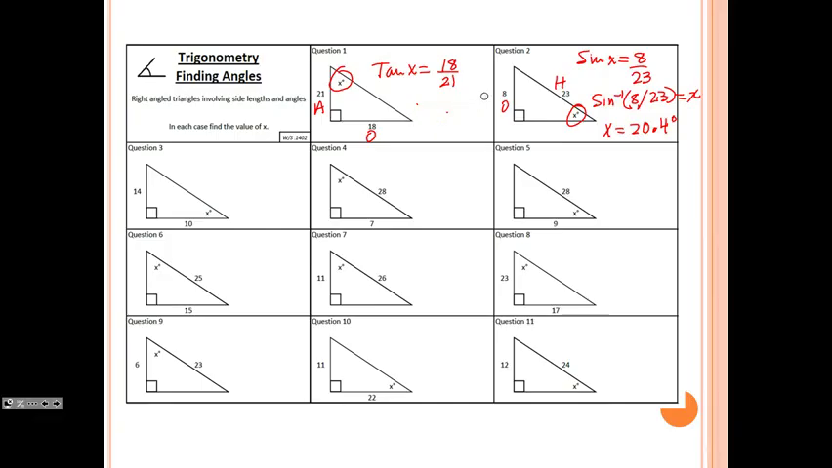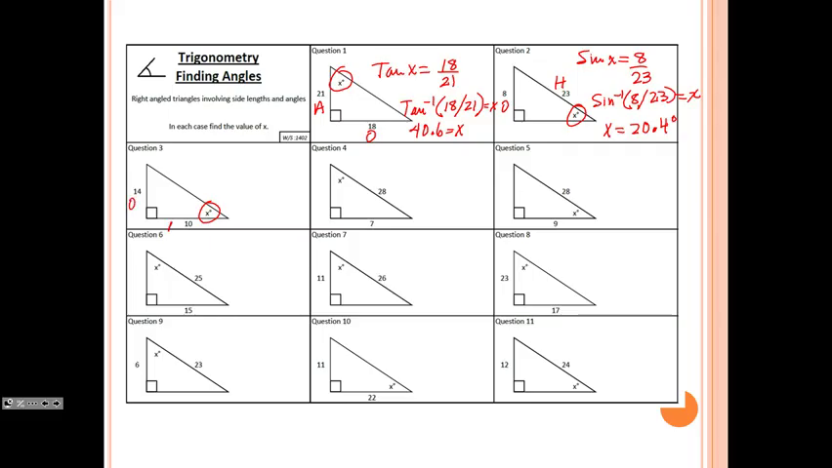I should have written this out for you guys here. Tangent -1, 18 divided by 21 is x. And we got x equals 40.6. Okay, sorry about that. All right, okay, here we go.